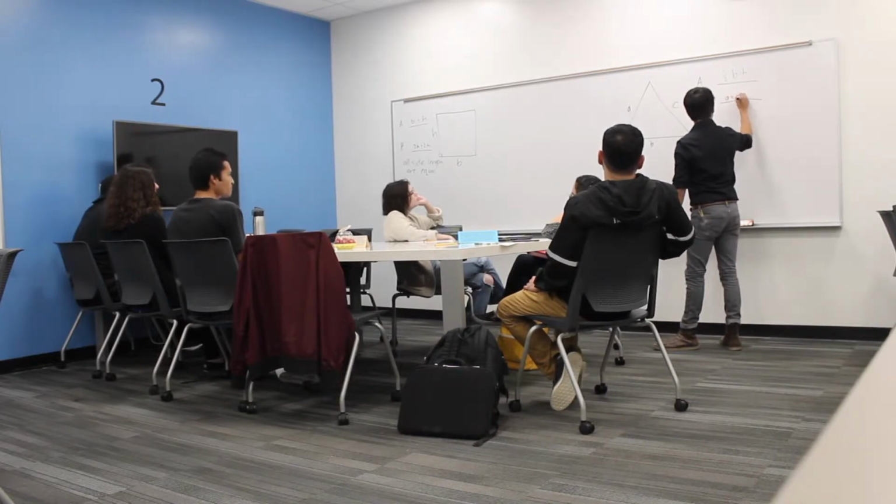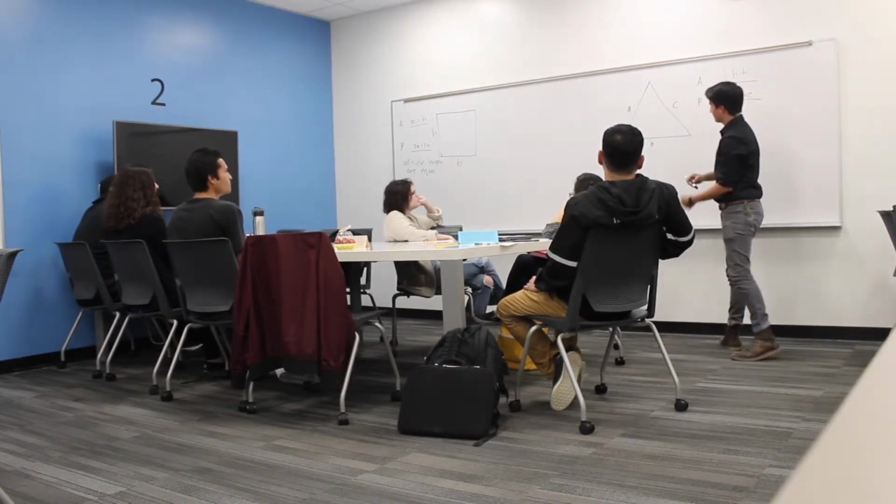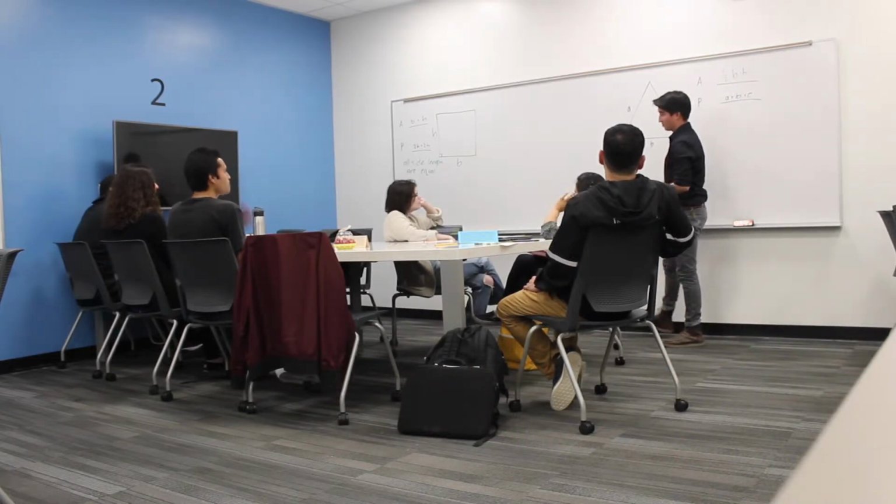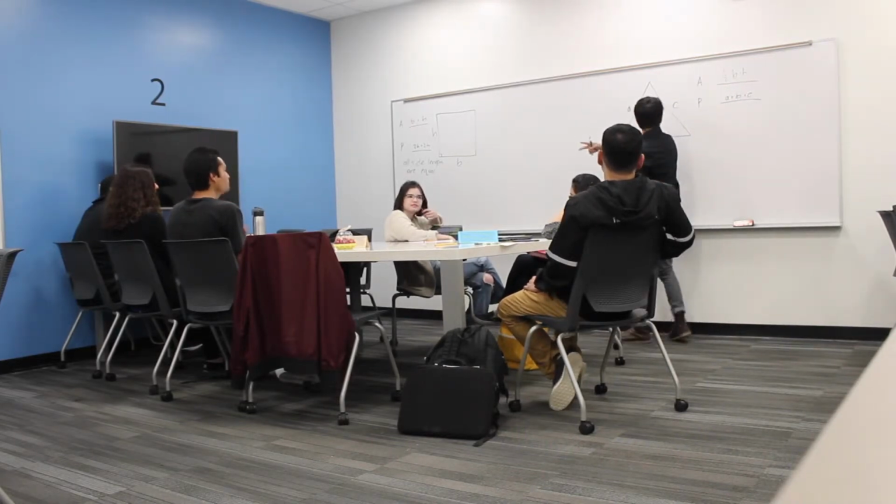Why is it A and B and C? Just because those are the variables we chose. We just chose them for that. Okay. All right, cool.